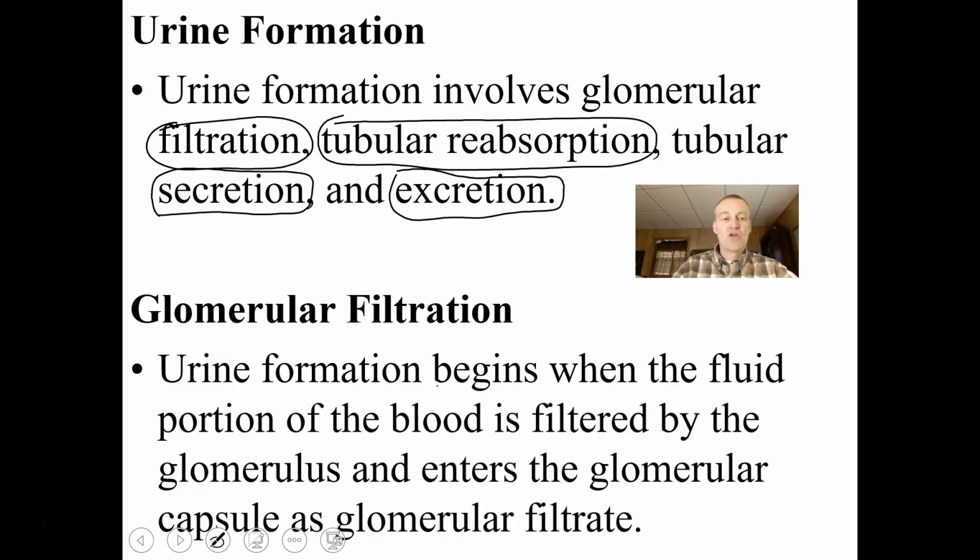So in glomerular filtration, this is where urine formation is going to begin, and the fluid portion of blood is going to be filtered by that little ball of capillaries, and then the other things, the basement membrane and the podocytes, the filtration slits. So anything that's squeezed out of that glomerulus and goes through the basement membrane and through the filtration slits of the podocytes is going to become the filtrate, okay, that we're finally going to put into the proximal convoluted tubule.